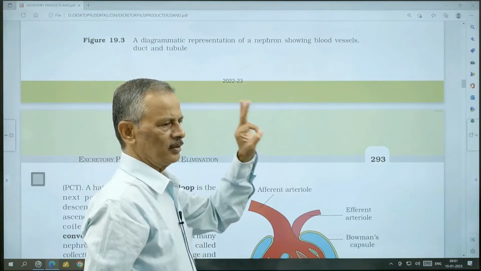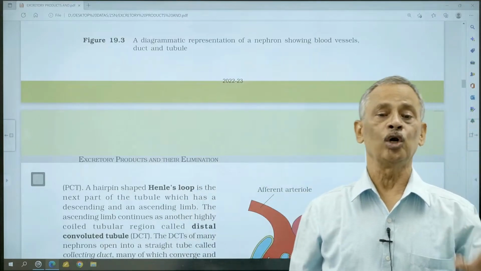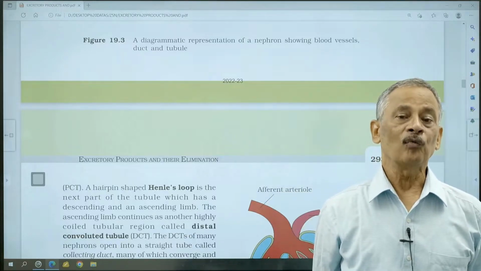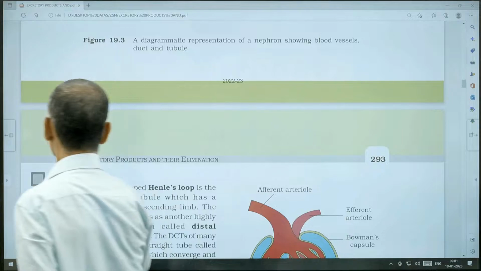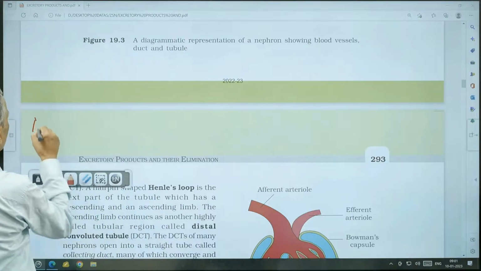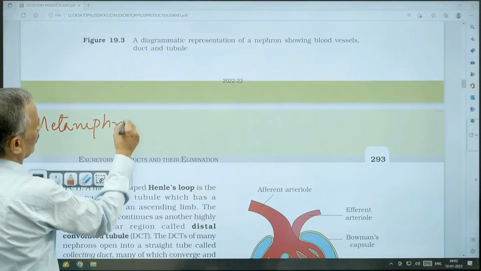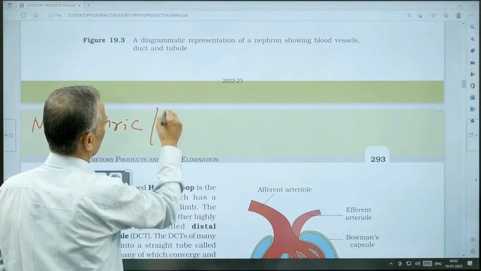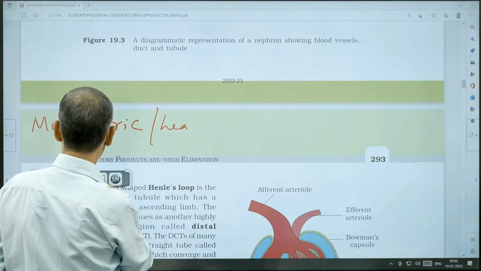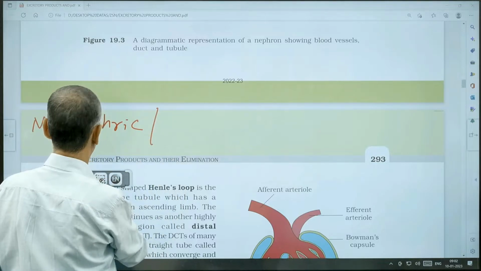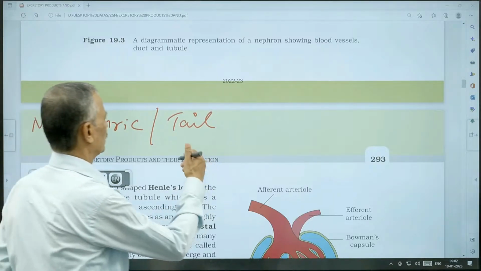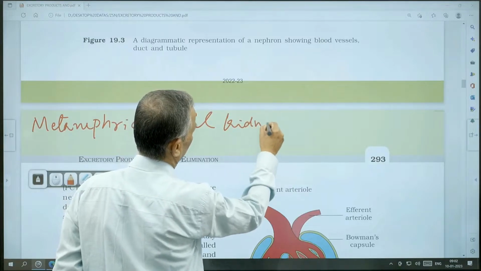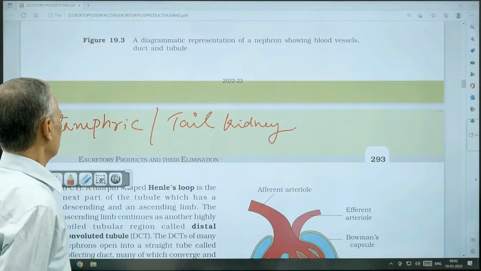Remember, our entire excretory system is developing from mesoderm. Our kidney is of the metanephric type. The most developed type is metanephric. It is also called the tail kidney, because it is from the posteriormost part of the nephrotome that our kidneys are developing. So metanephric and tail kidney.